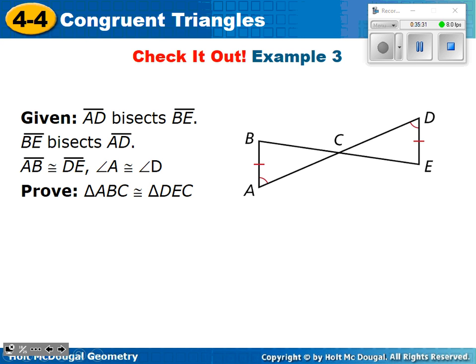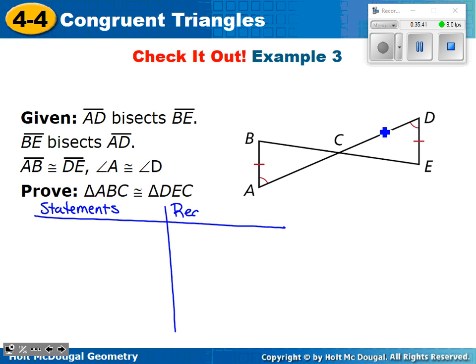It's not super long. It's nothing like yesterday. Okay, so here we go. Statements and reasons. You've already got your box. We're going to start with our first statement. And again, did you think it was helpful to do one given at a time? Okay, so I really think you'll find that easier as we go along as well. So the first one says segment AD bisects segment BE. And the first reason is given.